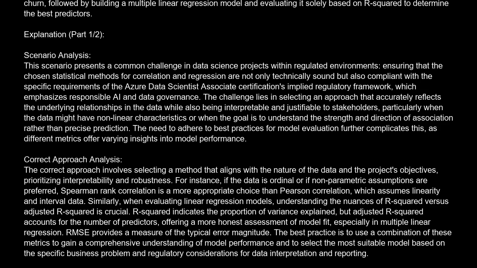RMSE provides a measure of the typical error magnitude. The best practice is to use a combination of these metrics to gain a comprehensive understanding of model performance, and to select the most suitable model based on the specific business problem and regulatory considerations for data interpretation and reporting.